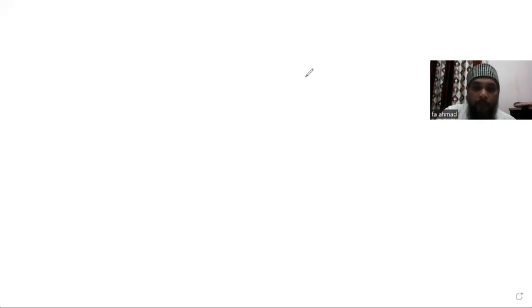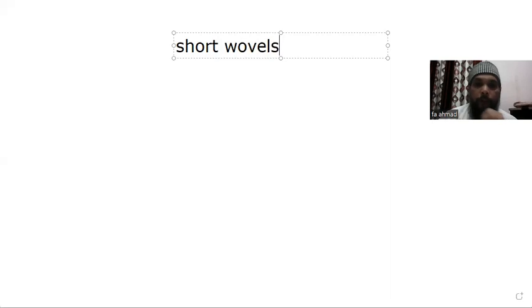So let's begin. First, see short vowels. What is the symbol of a short vowel? There are 3 short vowels in Arabic. First, see here, a cross line above a letter. A cross line above a letter is called fatha.